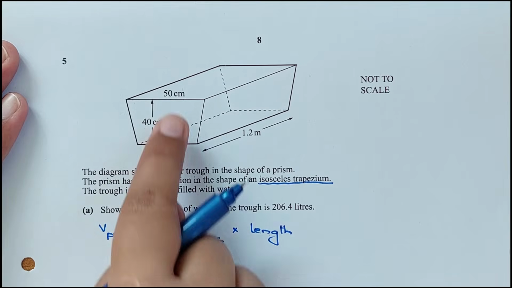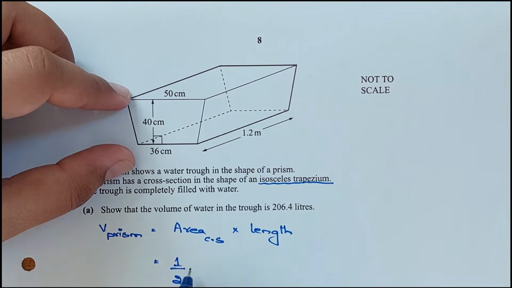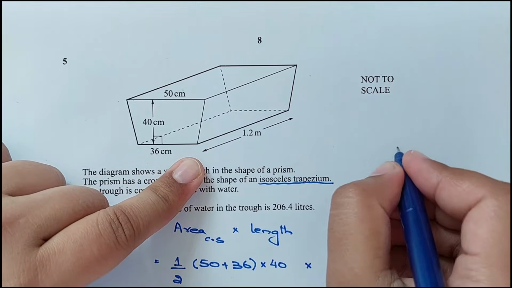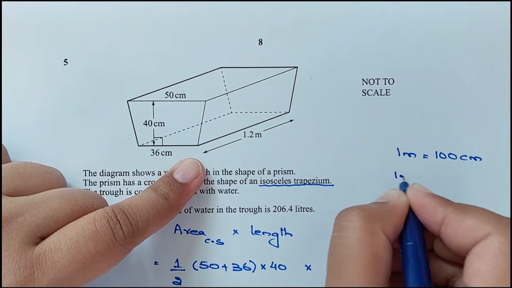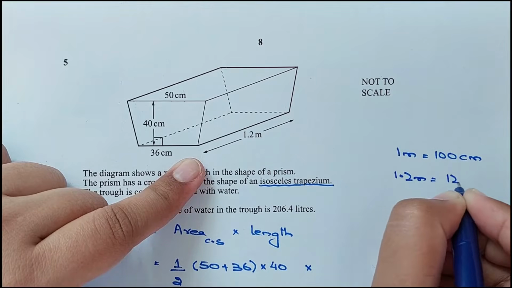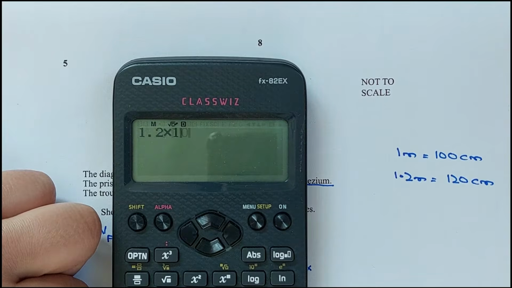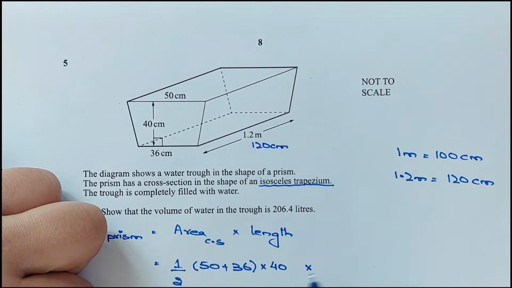The area of cross section is a trapezium. Area of a trapezium is half the sum of parallel sides, which is 50 centimeters plus 36 centimeters, times the height, which is 40 centimeters, multiplied by the length. 1 meter has 100 centimeters, so what is 1.2 meters? Let me double check. 1.2 times 100 is 120. Yes, so this is 120 centimeters.